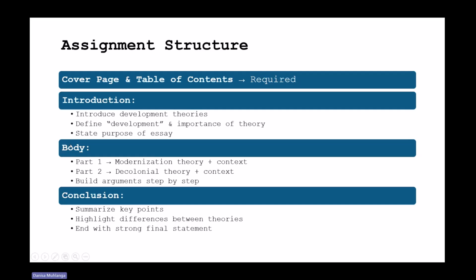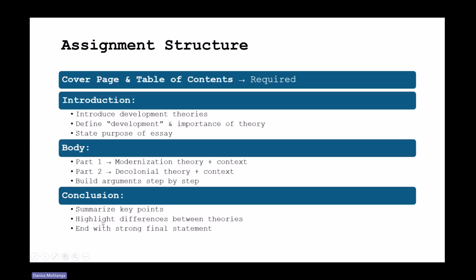And then in your body, you need to have parts. So you need to have part 1, part 2, part 3. It doesn't matter, but make sure that if it's part 1, then that will be one argument. If it's part 2, introduce the second argument now. If it's part 3, introduce the third argument. So these strong arguments, you need to build them step by step.